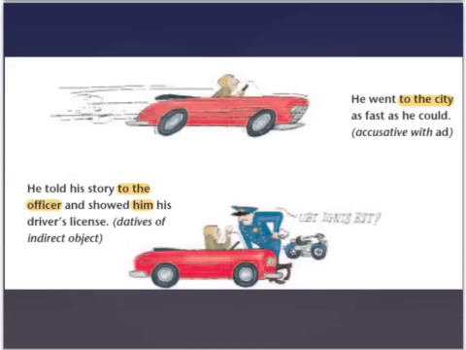There are many ways to use the preposition to in English, so let's not get confused. When I say something like, he went to the city, this is the accusative case with the preposition ad. This is not the indirect object. This is showing motion and direction. In the second example, he told his story to the officer and showed him his driver's license. Here, to is operating as an indirect object for the noun officer. That is the indirect object because he's telling his story, a verb of giving, showing, or telling. So this would be a dative of indirect object. So this is a common mistake when going from English to Latin.